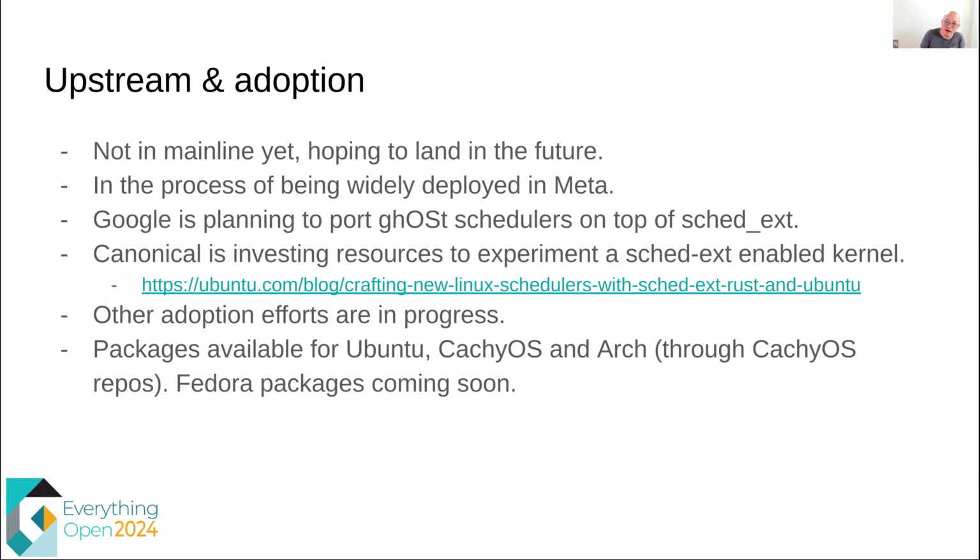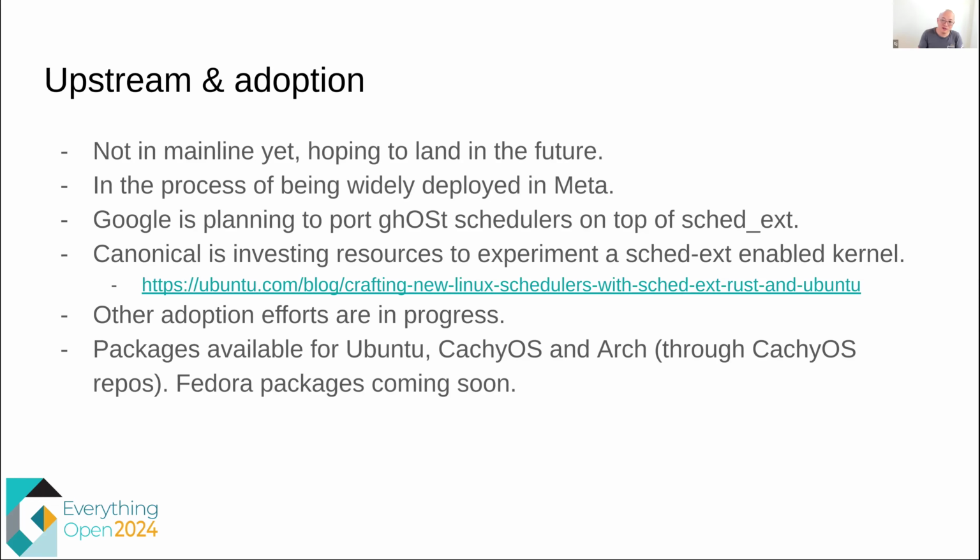And at Meta, it's basically available in most of our machines. The kernel feature is available in most of our machines in the fleet, and we are in the process of deploying schedext schedulers to a few fairly big workloads, and we plan to keep expanding that. And Google has their own scheduler framework called Ghost, and they're experimenting in a similar way with their workloads, and they are planning to port Ghost schedulers on top of schedext.